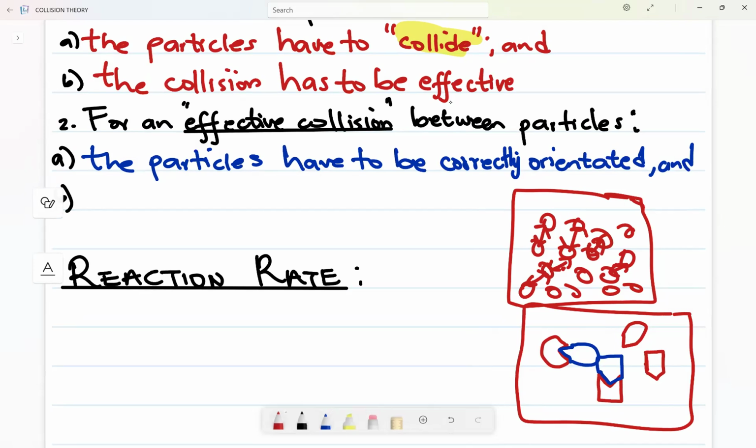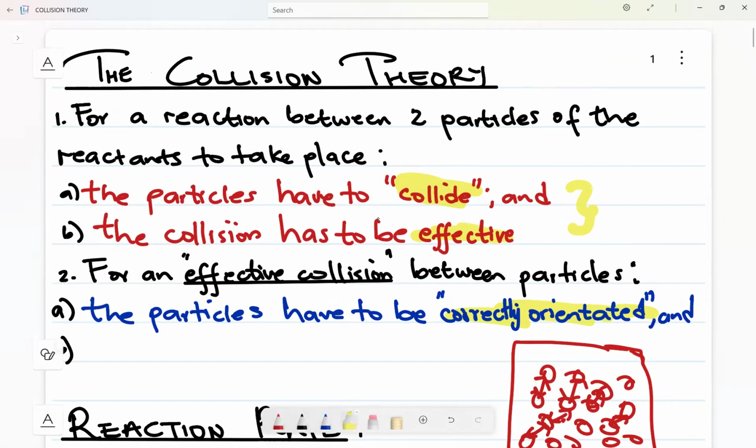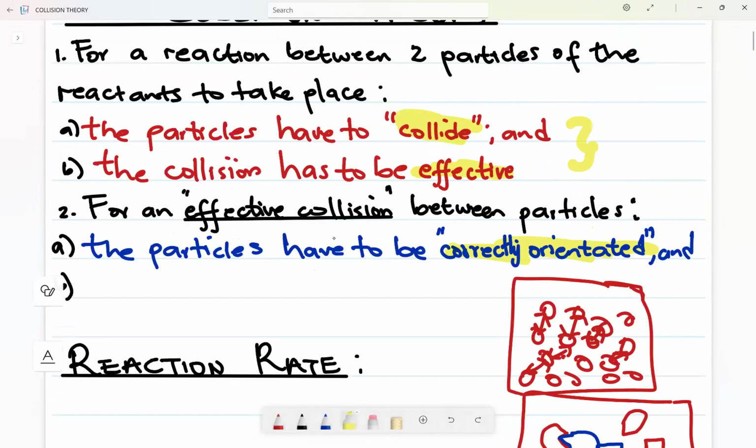The important part is correct orientation. Important word, it is correct orientation. Similarly, here it should be effective. This one is not necessarily that important for an examination question. I haven't seen them ask any kind of question related to that. But this one for effective collision, it can come for multiple choice, maybe, or just 1 mark. We are saying the particles have to be correctly orientated.